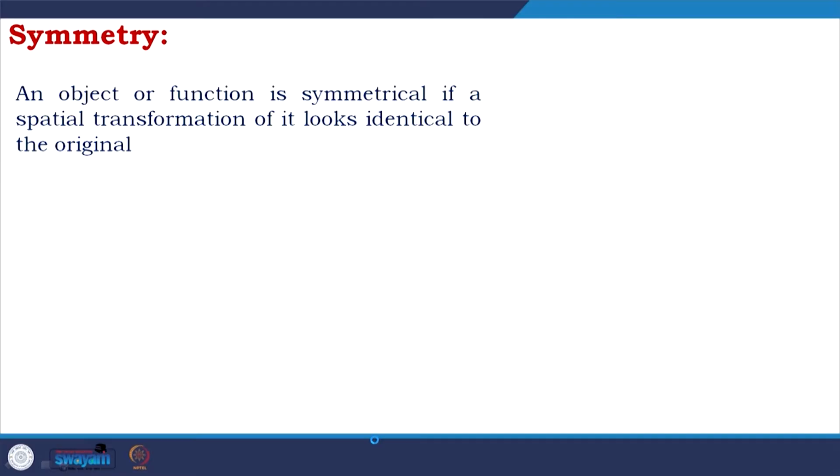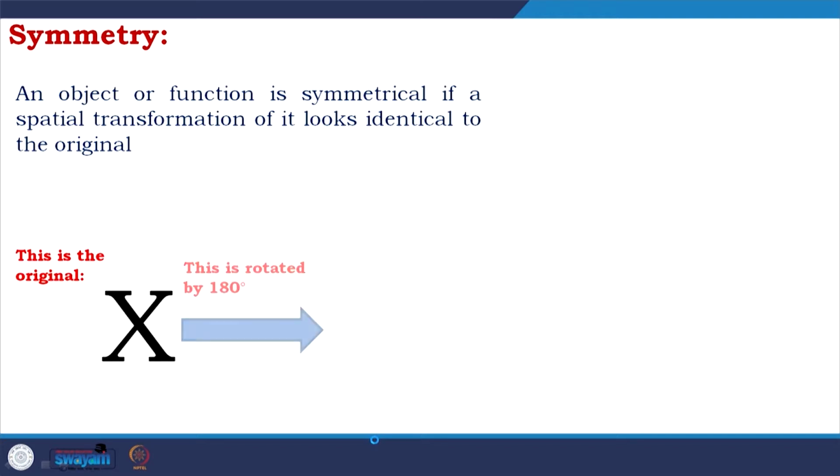So, what is symmetry? An object or function is called symmetrical if a spatial transformation of it looks identical to the original. Let us say this x is original. Now, if I make a 180-degree rotation and come to this, then I would say it is symmetry.